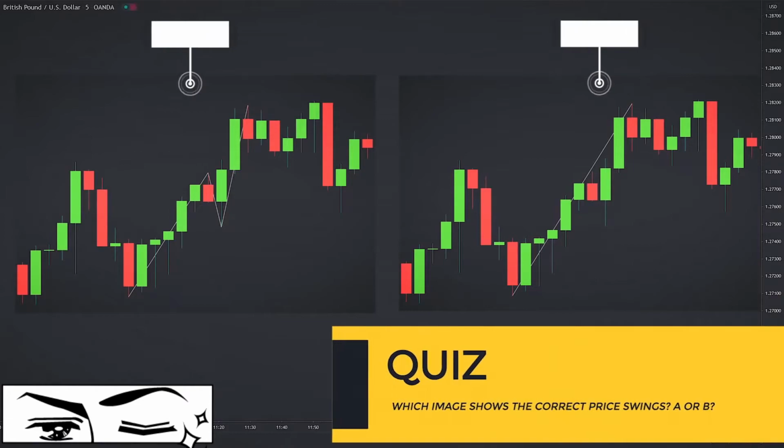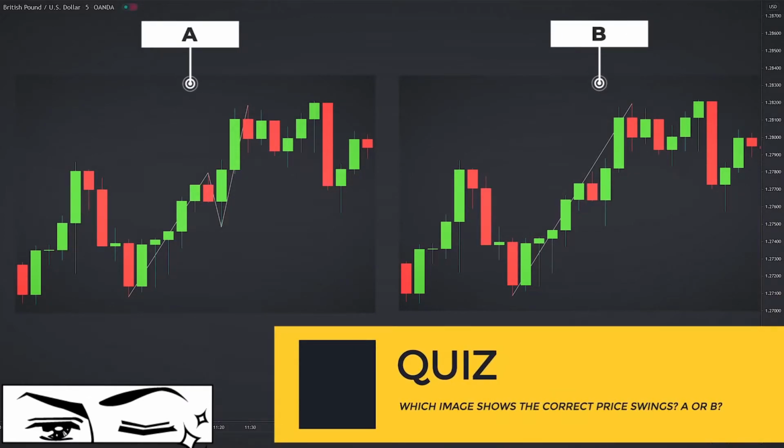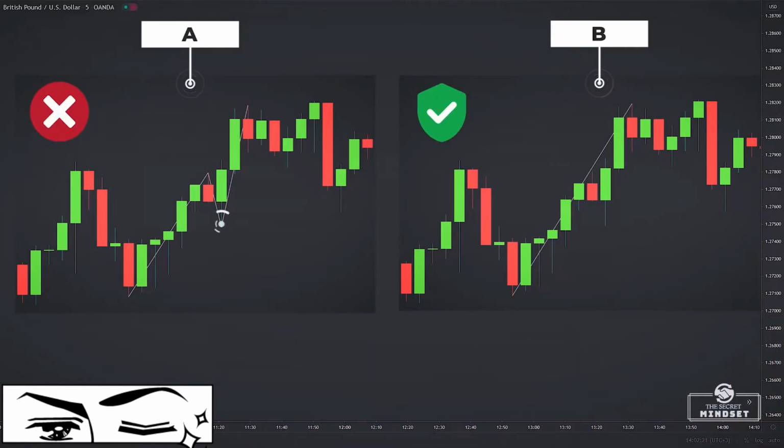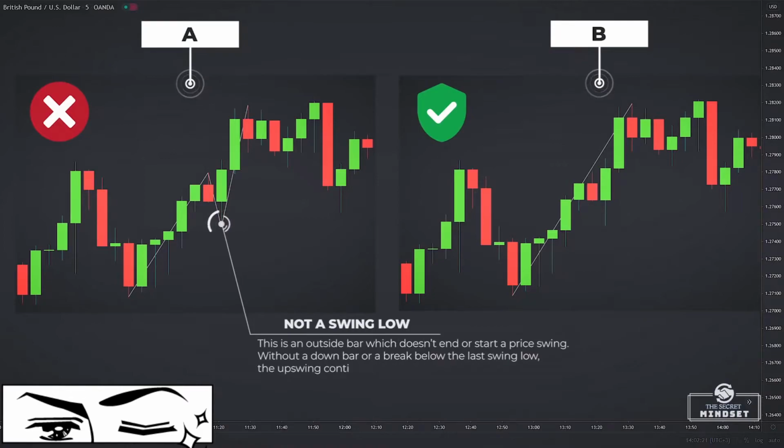Let's take a look at another price swing example and see which shows the correct price swing. Is it A or B? Example B is the correct one. Although this point might seem like a swing low, it is not. Typically, an outside bar doesn't end or start a price swing. However, without a down bar or a break below the last swing low, an upswing will continue.